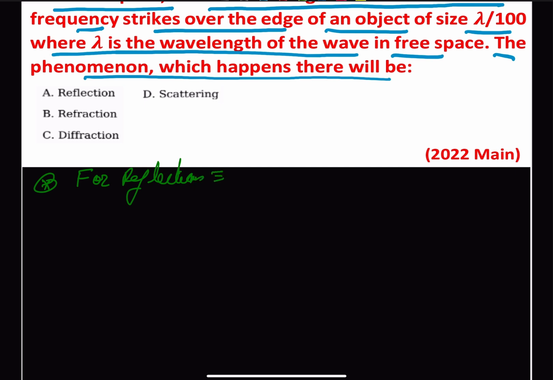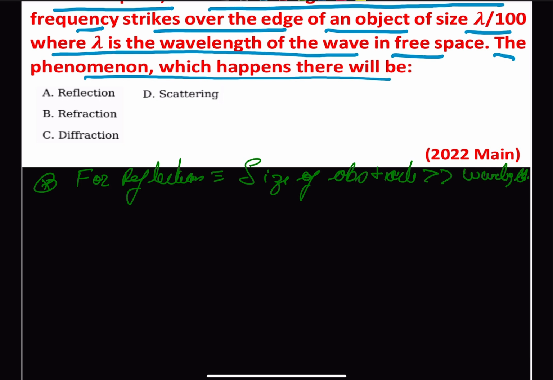For reflection, the size of obstacle must be much larger than the wavelength. You can say that the size of obstacle must be much larger than the wavelength.